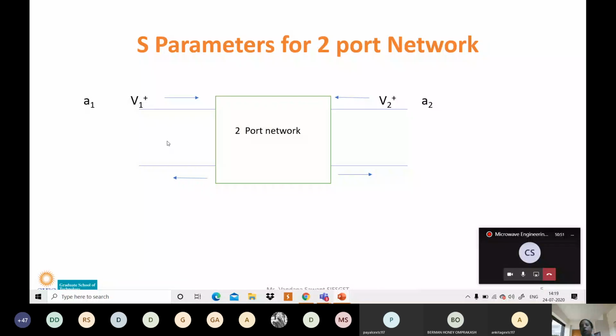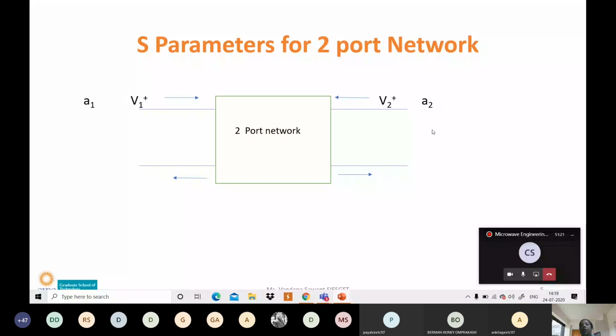So if you are inputting the signal from port number 1, the signal is indicated as V1. And if we are inputting the signal from the port number 2 side, the signal is indicated as V2. Whatever signal is moving in a forward direction is indicated by the plus sign. So whatever signal we input at port number 1 will become V1 plus, and whatever signal we input at port number 2 will become V2 plus.